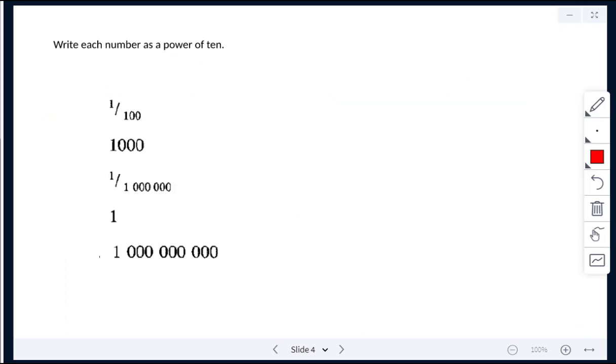All right, so if we have 1 over 100, and we have to show that as a power of 10, since it's 1 over 100, that would be 1 over 10 squared. 1,000, that's just 10 to the power of 3. 1 over 1 million, that would be 1 over 10 to the power of 6. Just 1, that would be 10 to the power of 0, right? Anything to the power of 0 gives us 1. And then we have 1 billion, so 10 to the power of 9.